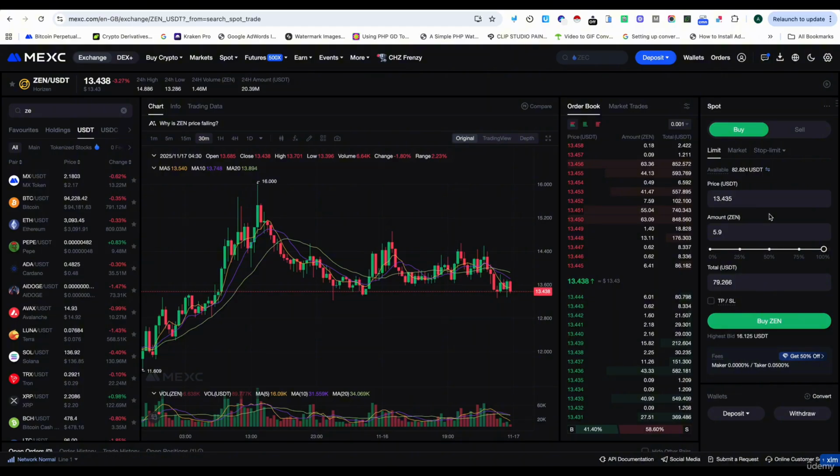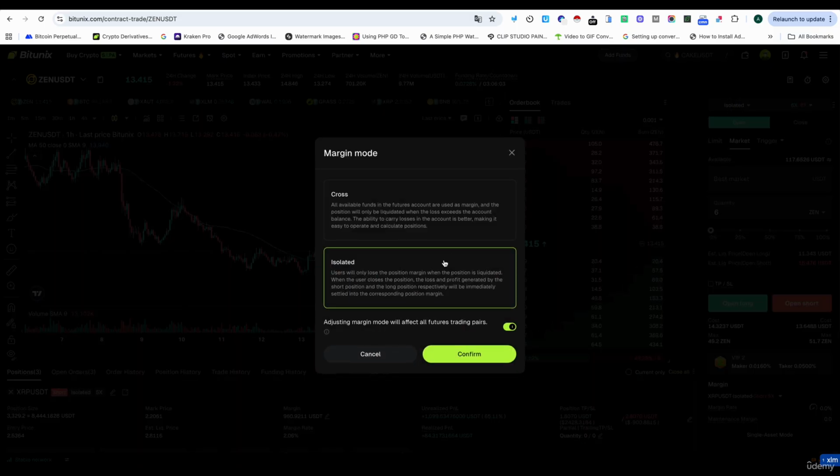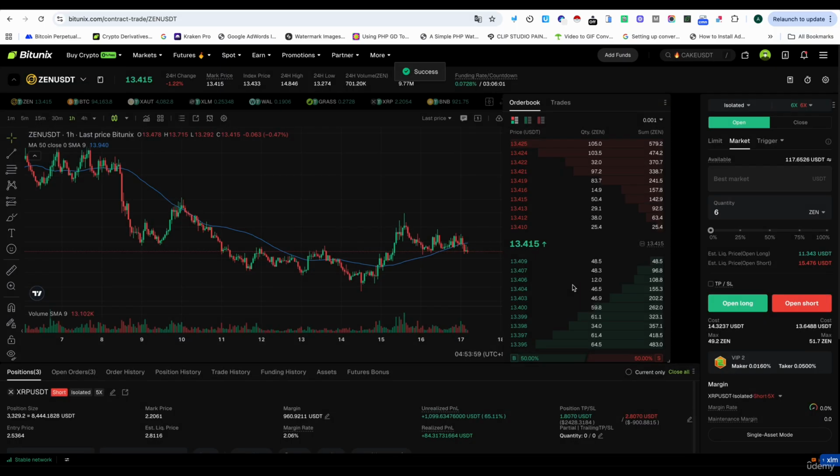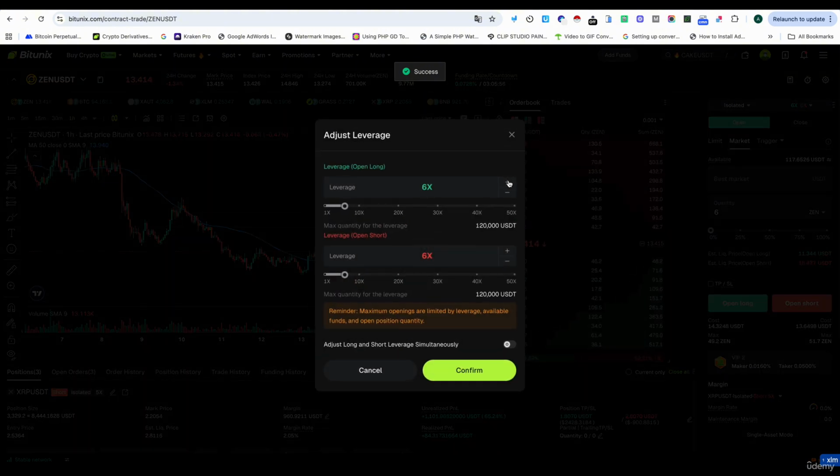Since we want a delta neutral position, we must short the exact same amount on the futures side, around 5.7 Zen. Now switch to the futures page in Bitunix and set your leverage to 6 times. Set the margin mode to be isolated. I recommend keeping leverage between 5 and 7 times because using higher leverage brings the liquidation price much closer and increases your risk. With 6 times leverage, you only need around 13.8 USDT to open a short position big enough to fully offset the spot position.